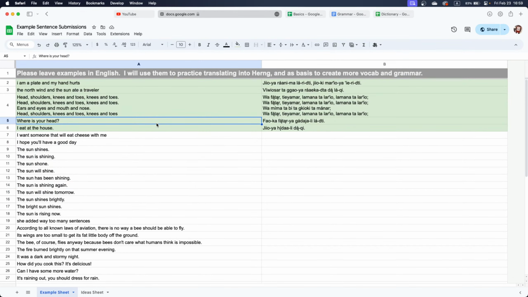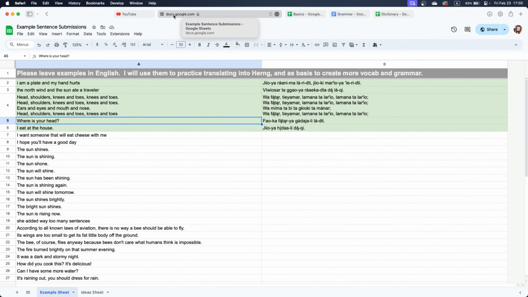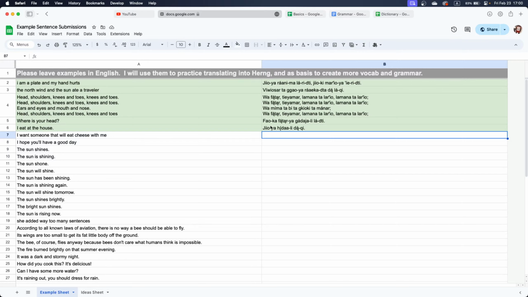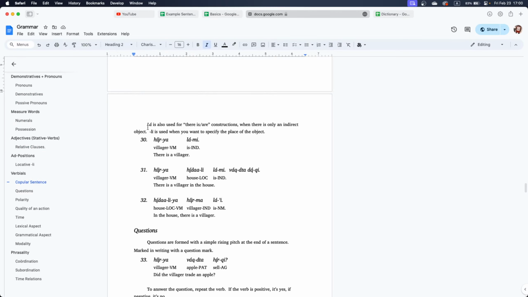Okay, so let's see. Last time we made Where's Your Head, added the what, who, and where words, split them up between animate and inanimate. We also created our first postposition that isn't morphosyntactic, that denotes placement of an action or an object. And I think last time we also went over there are constructions.